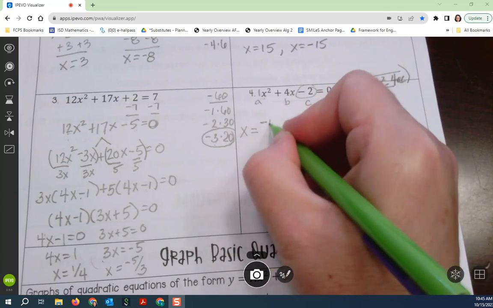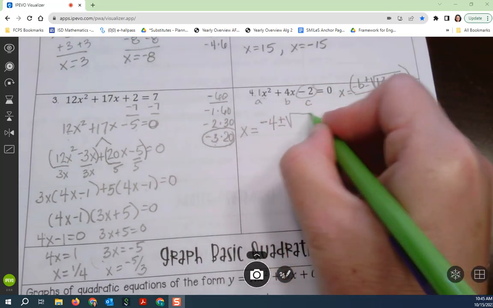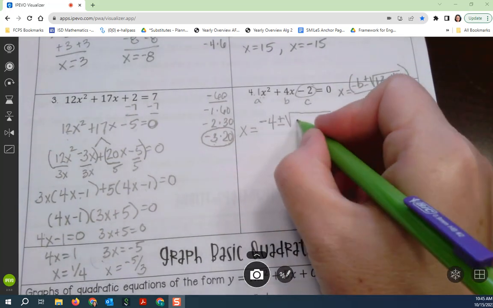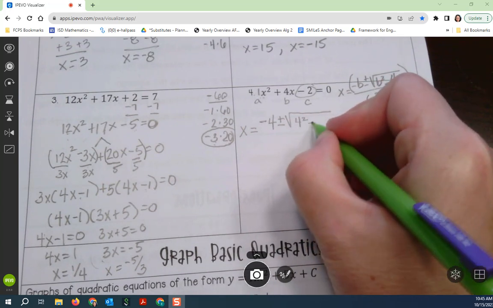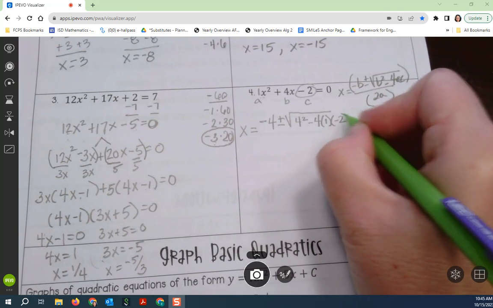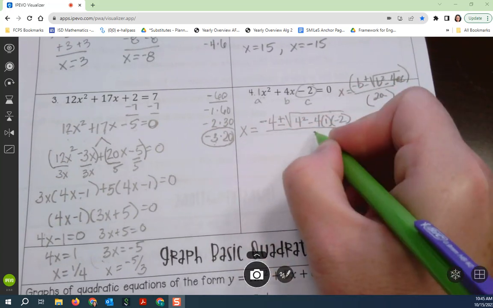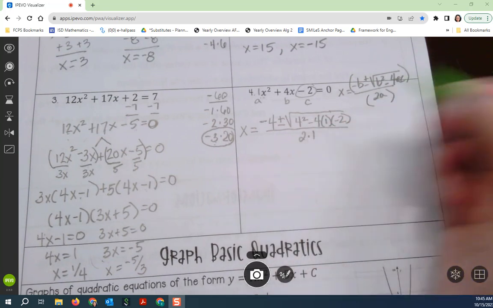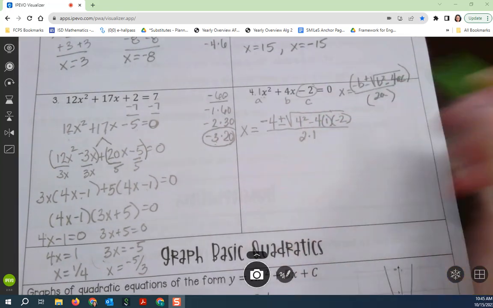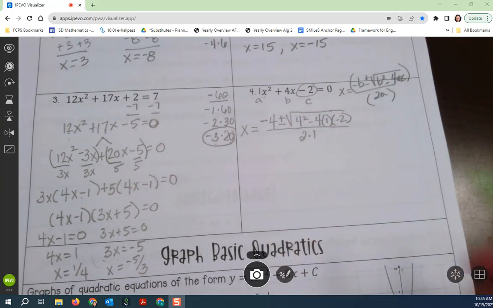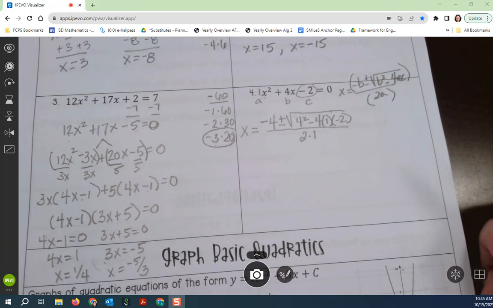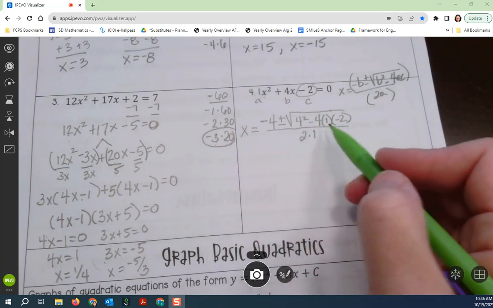So negative b plus or minus the square root of b squared minus 4ac, over 2a, so just 2 times 1. And actually, I'm not going to put the whole thing into the calculator at once because I'm going to end up with an irrational number, and if I put the whole thing in the calculator at once, it doesn't give me anything better than just graphing. So we're going to try to get our exact answer here by simplifying this radical.